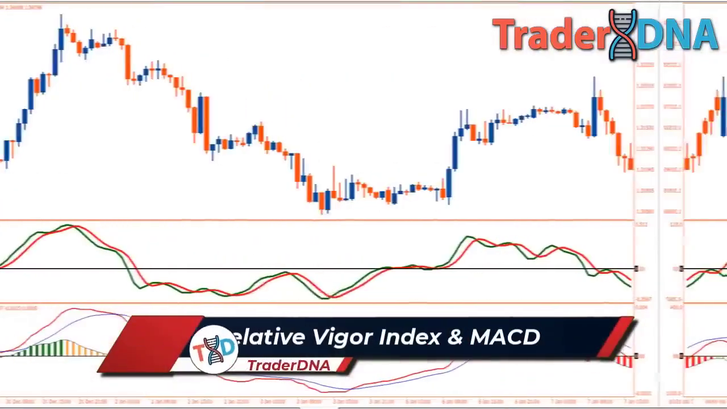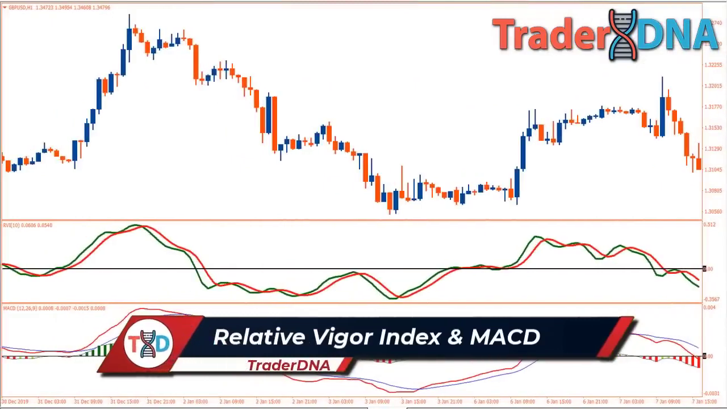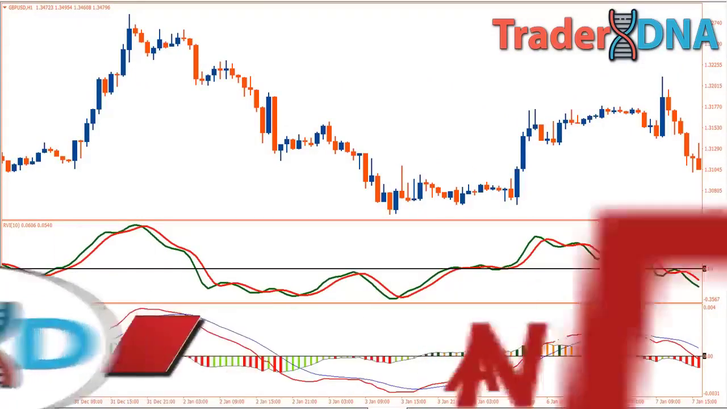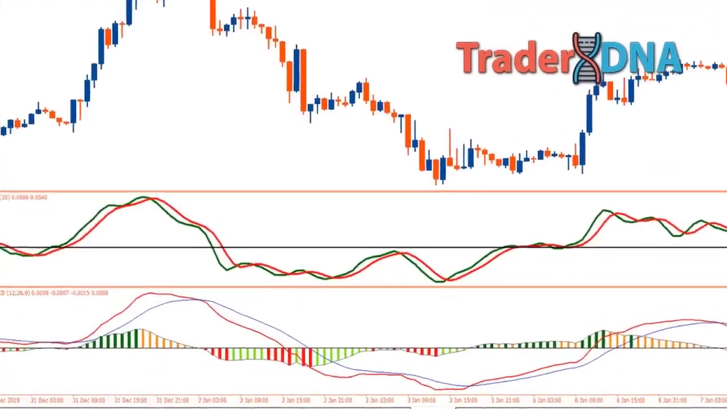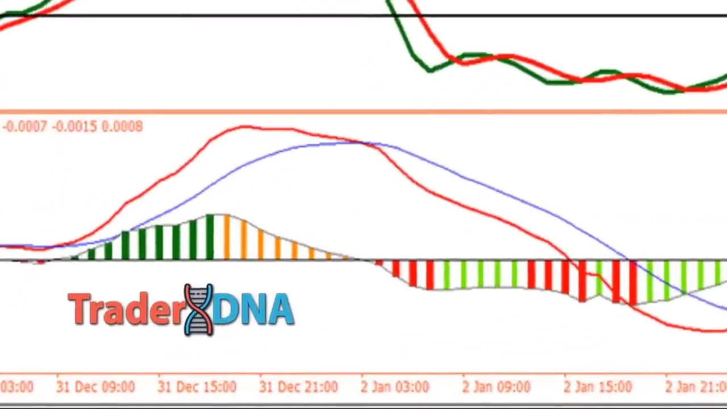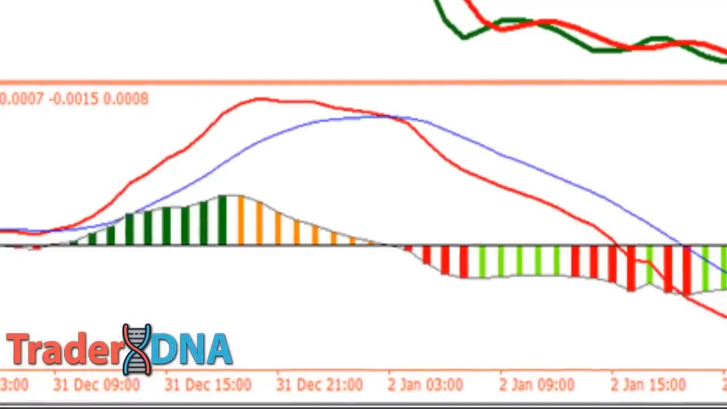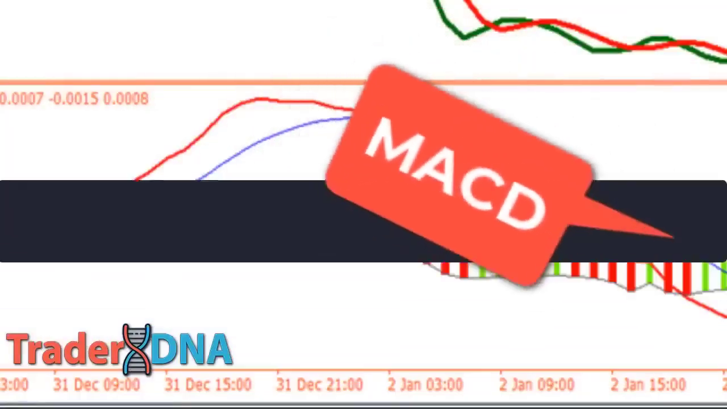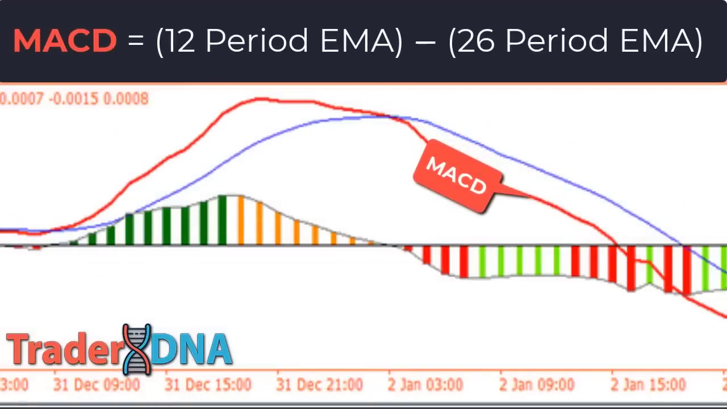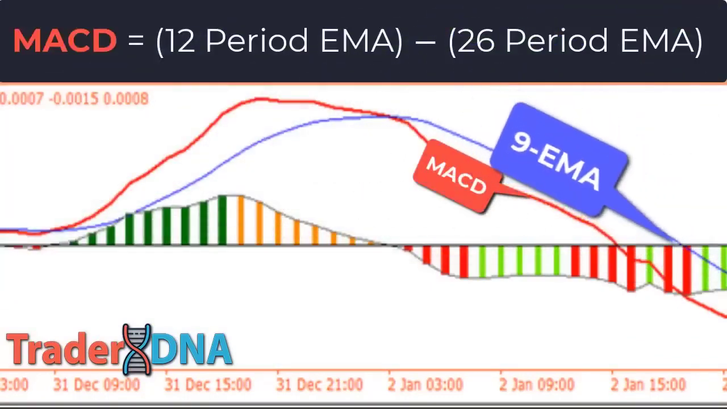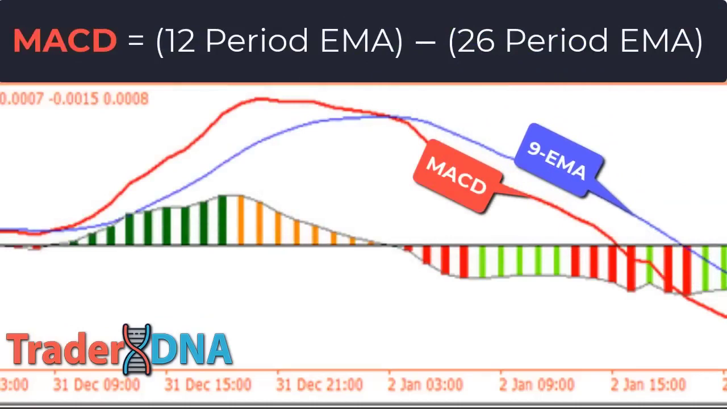Fifth, relative vigor index and the MACD trading strategy. Like the previous strategies, we'll wait for both the RVI and MACD to confirm a trade before we open a position. The MACD trade signal is a technical analysis indicator that uses moving averages to identify potential buy and sell signals. The MACD indicator is calculated by subtracting the 26-period exponential moving average from the 12-period EMA. A 9-period EMA, known as the signal line, is then plotted on top of the MACD to act as a trigger for buy and sell signals.